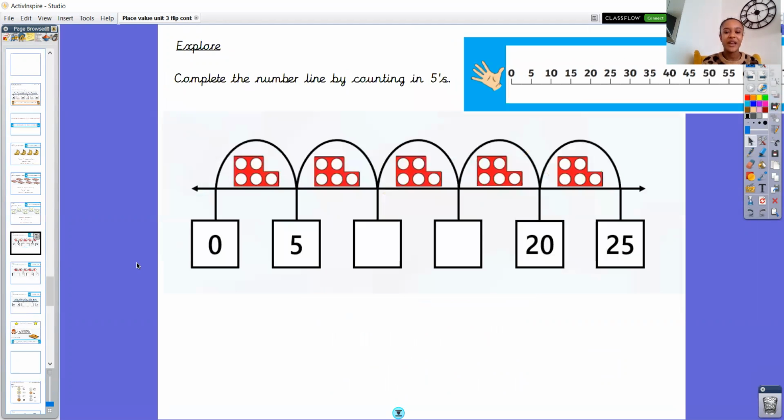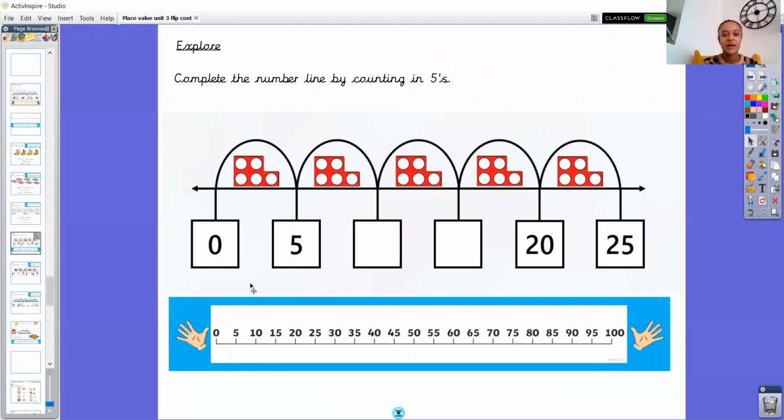Brilliant. Okay, so our next explore question this time, we have got a numicon number line like we did with our 2s. Move this down here. And you can see that there's a 5 piece of numicon this time, not a 2 piece, a 5 piece. That means we're making 5 jumps each time. So we've started on 0, we've jumped to 5. So you need to fill in the next 2 numbers that are missing.